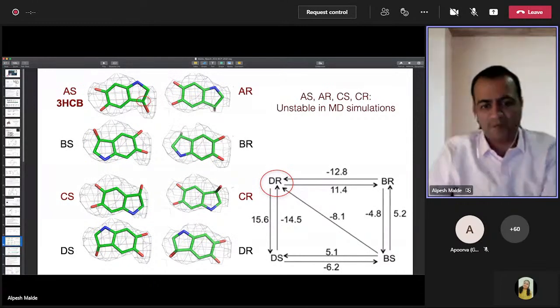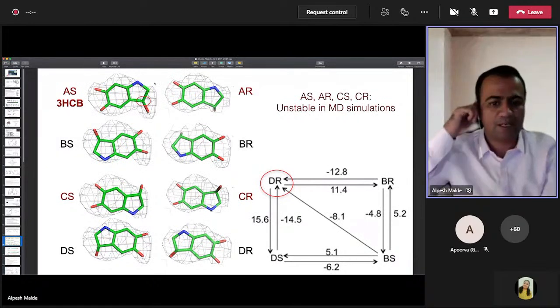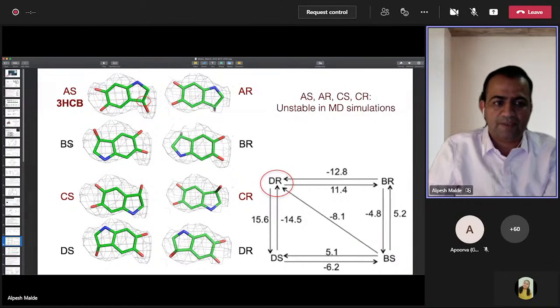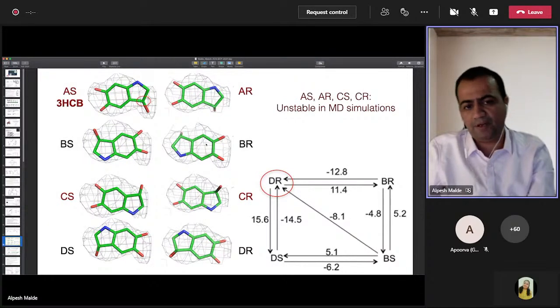So when we ran the simulation, out of 8, this one was unstable, this one was unstable. The one which was already in the crystal structure was unstable. And the other 2, this one, they were unstable. This left us with BS, BR, DR, and DS. So we have 4 possible states which were stable in the binding pocket.